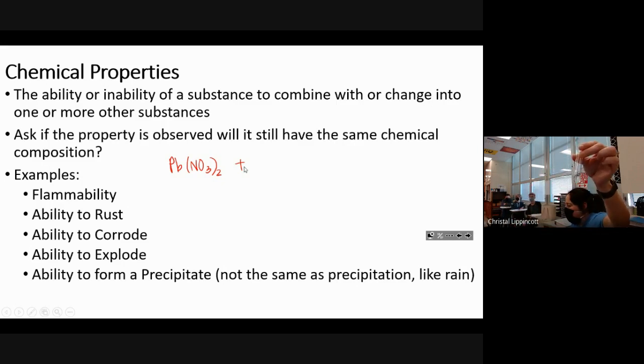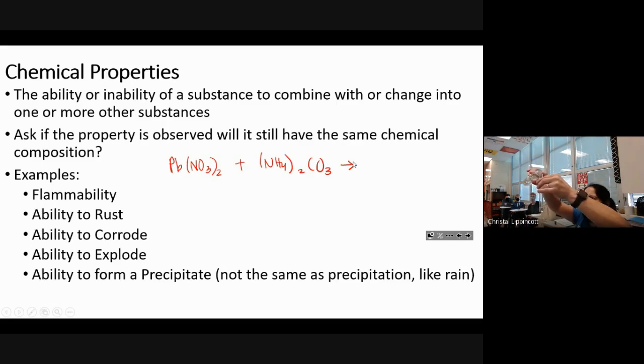But this is a clear liquid. Now I'm going to take the next one. This is ammonium carbonate, NH4 2CO3. So I'm going to add these two clear liquids together. This is also a clear liquid. I'm going to add these two things together, and you'll see what happens here.